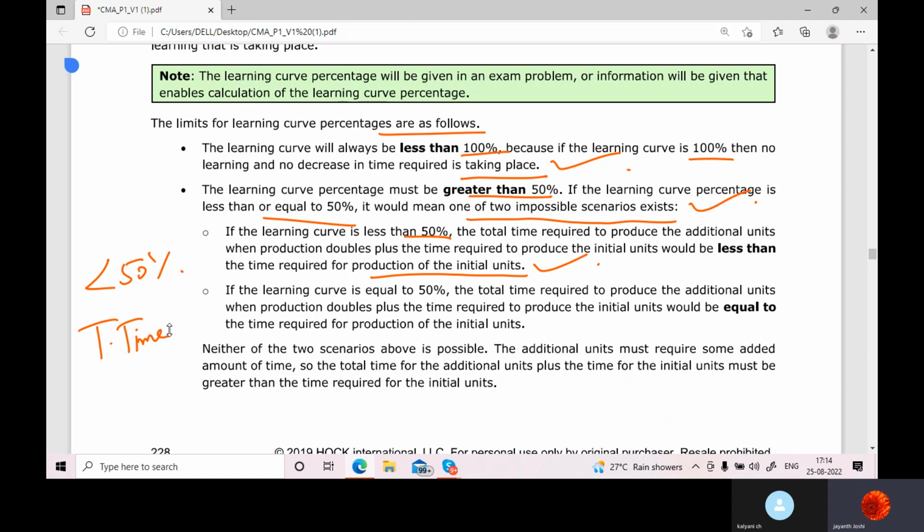additional units, one extra unit, when you are doubling your production. See, I already told you, doubling of production is very important here. With doubling, what happens? You consume less time. So the total time required to produce the additional units when production doubles, plus time required to produce the initial units. So when you are doubling, whatever the time is, and the time you are taking to make initial units, will be less than the time required for production of initial units. Okay. So when you double, what happens? You take less time to make the units, correct?